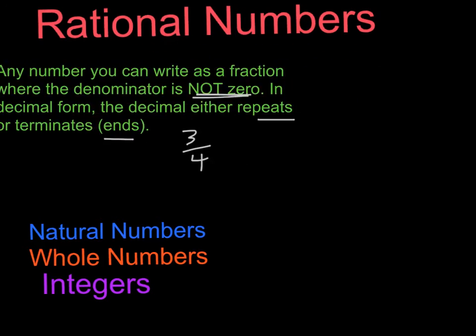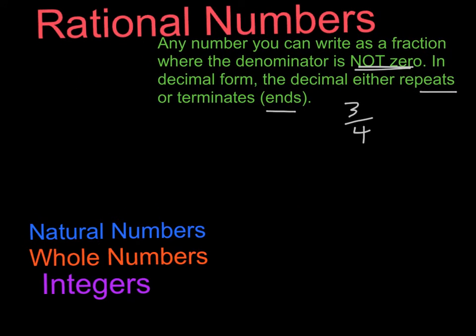You could have 3.29, okay, because the decimal stops after the 9. It doesn't keep going.